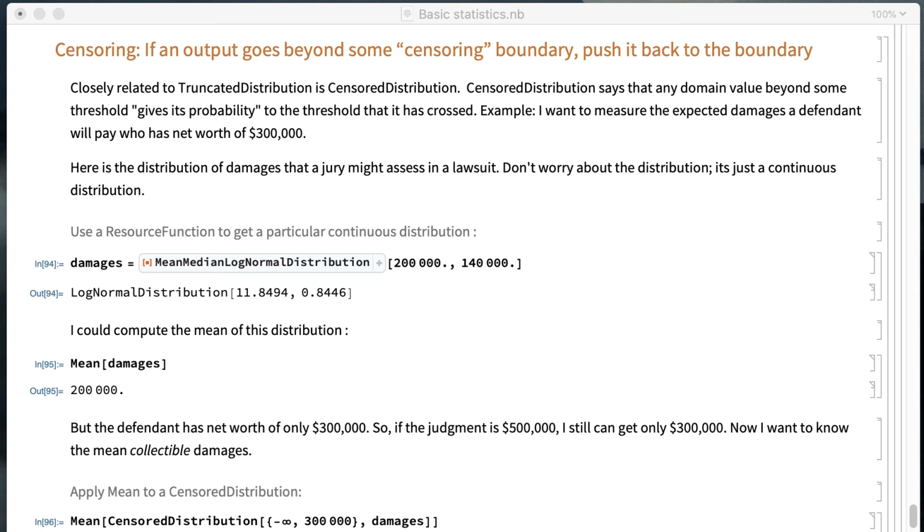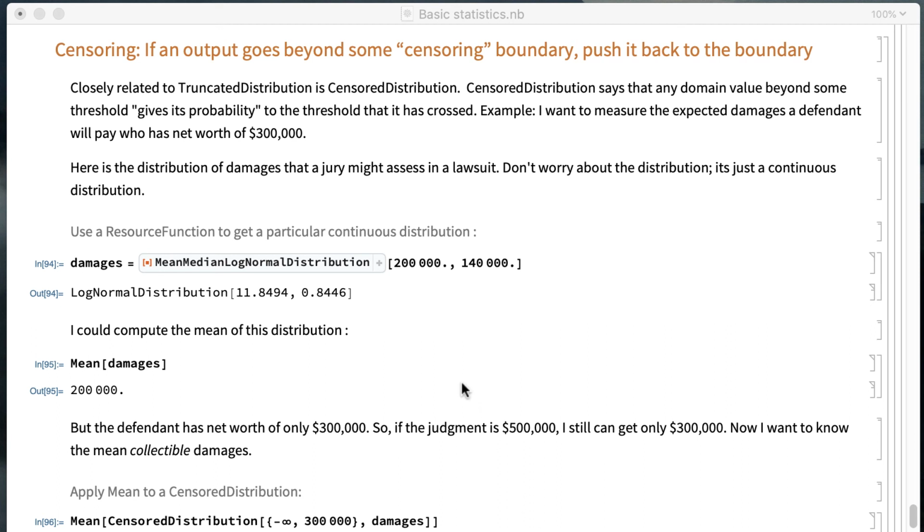You can think of censoring as a different form of quality control. Instead of just rejecting the sample, you fix it. And you fix it in a particular way. If it's greater than the censoring number, the right censoring number, you reduce it to exactly the censoring number. So let's see an example of this.